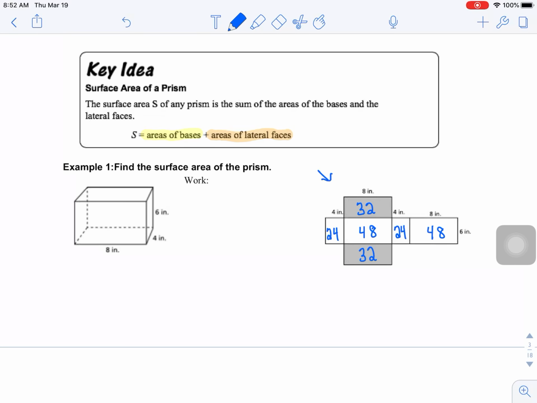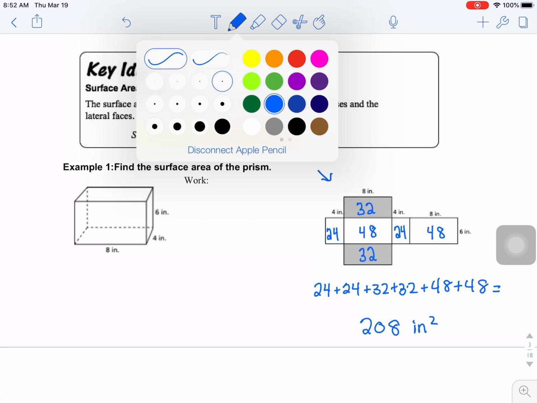So we can add up all of those pieces: 24 plus 24 plus 32 plus 32 plus 48 plus 48. If you add all of those up together, you should get 208 inches squared.